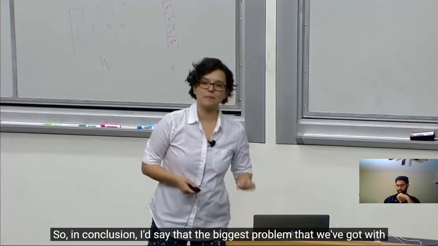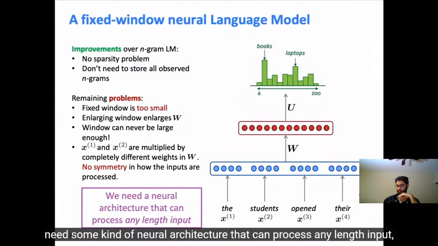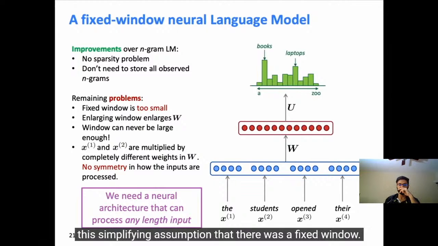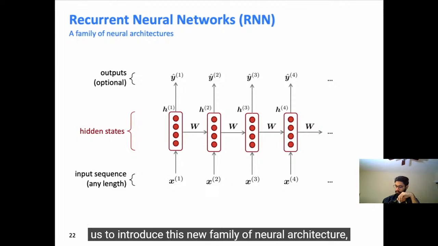So in conclusion, I'd say that the biggest problem with this fixed size neural model is that clearly we need some kind of neural architecture that can process any length input, because most of the problems here come from the fact that we had to make this simplifying assumption that there was a fixed window. Okay, so this motivates us to introduce this new family of neural architectures called recurrent neural networks, or RNNs.